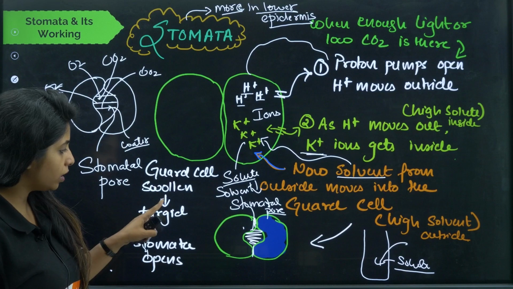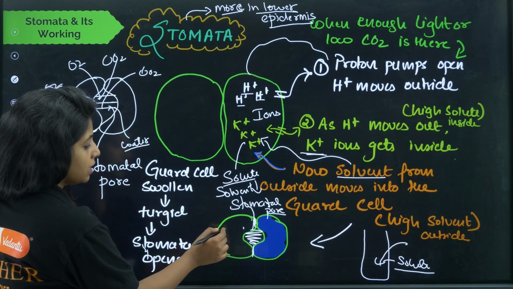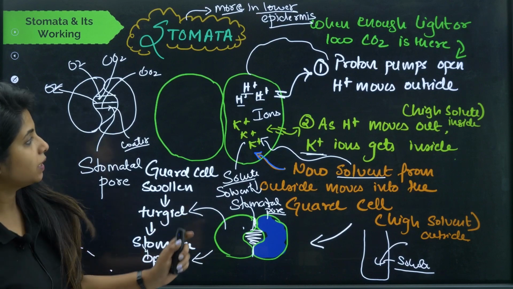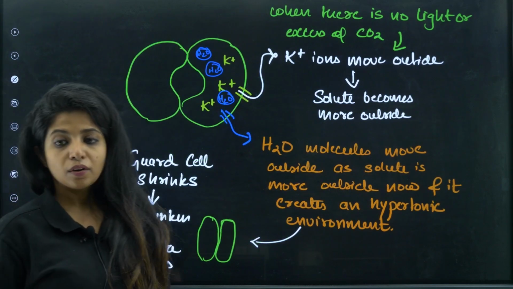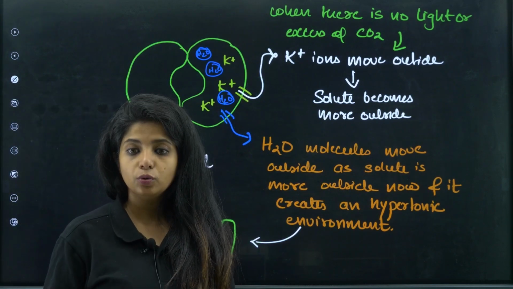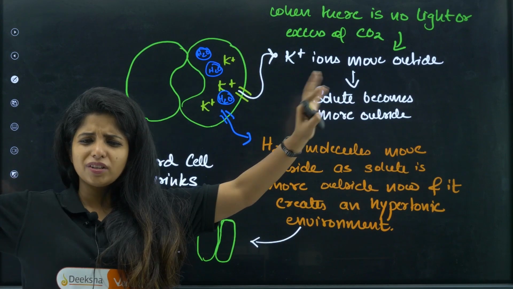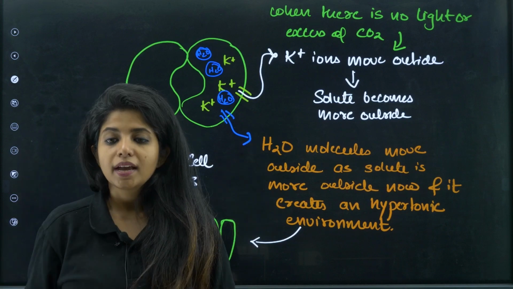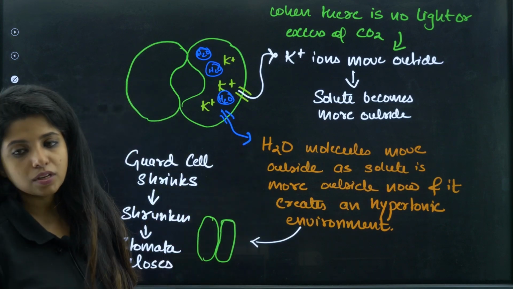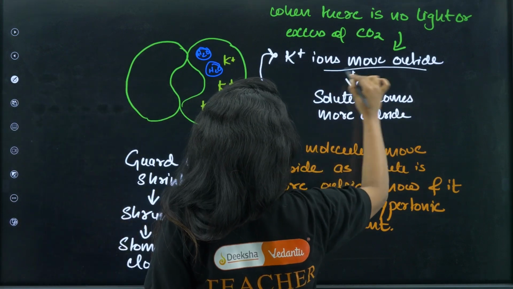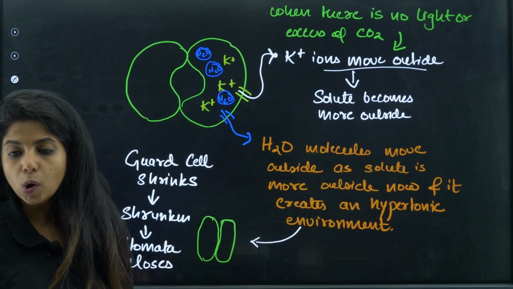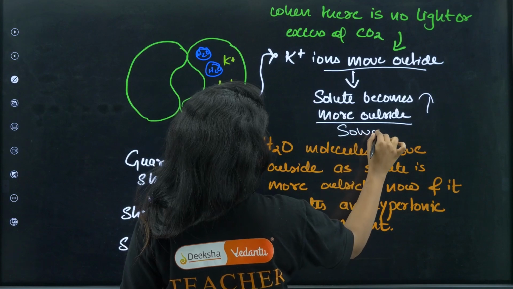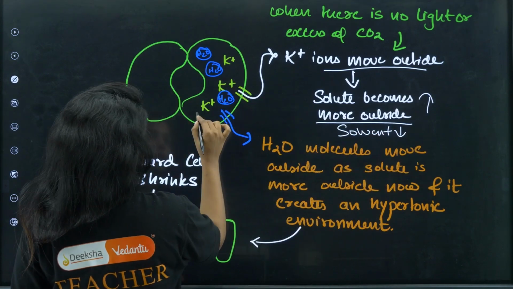So the guard cells are swollen. I call these cells the turgid state, and the stomata opens up. On the other hand, when there is no light or there is excess CO2, just imagine there is excess CO2 and no light. I don't want CO2 to get in, so I want my stomata to close now. At this point, the opposite happens. K plus ions move out. When K plus ions move out, the solute becomes more outside. Solvent is less outside. Here, solvent is more.